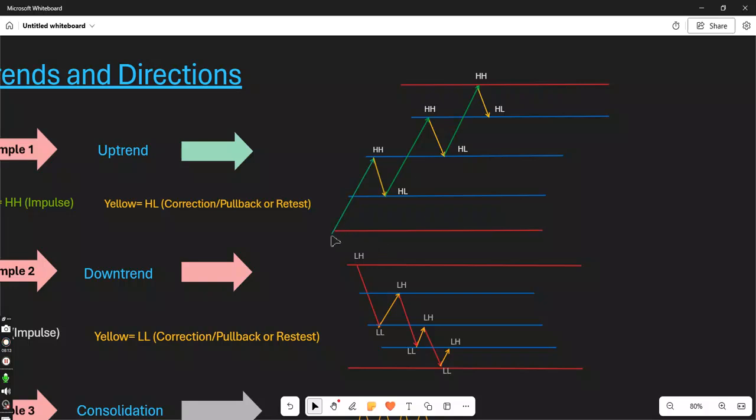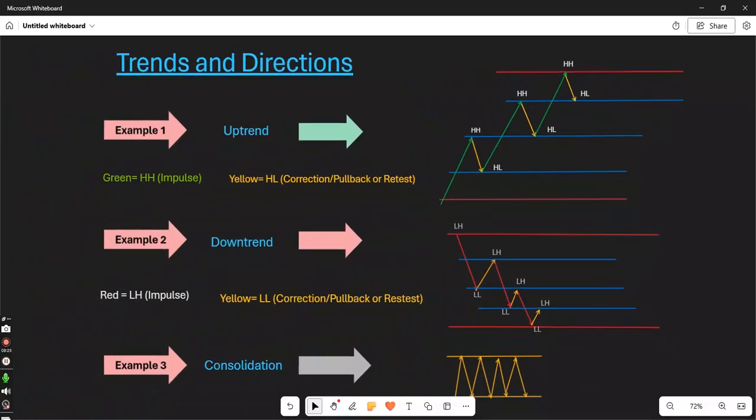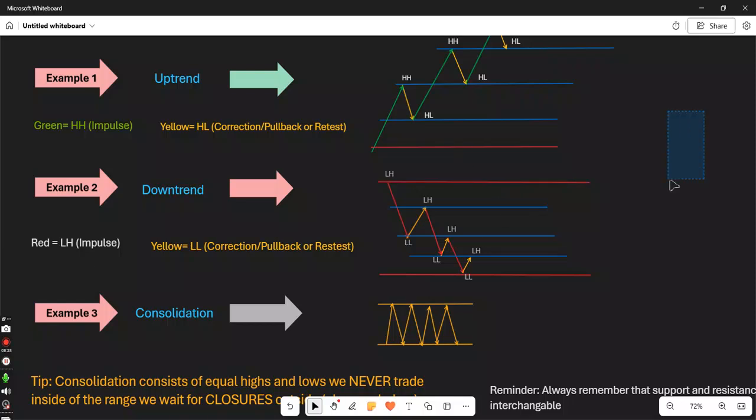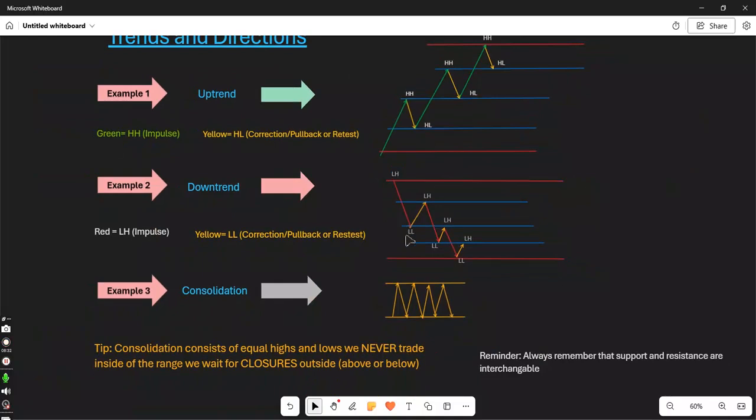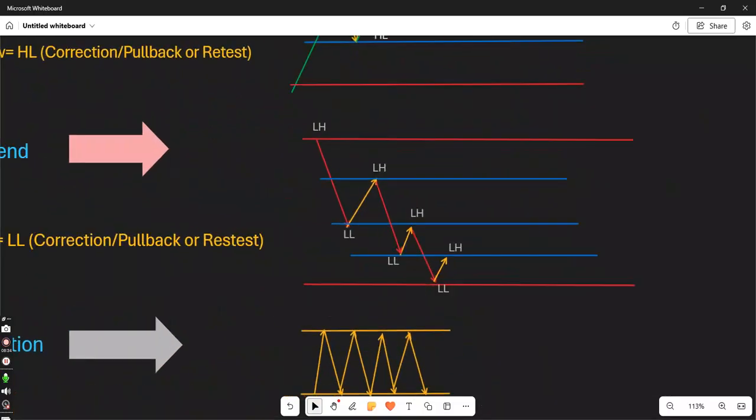So again, it's really all about what works for you. Don't overthink this. There are too many moving factors that all mean the same thing at the end of the day, so it doesn't make sense to overthink it. Just see it for what it is, right? So you have higher highs, higher lows for buys. Then you have lower highs, lower lows for sells.